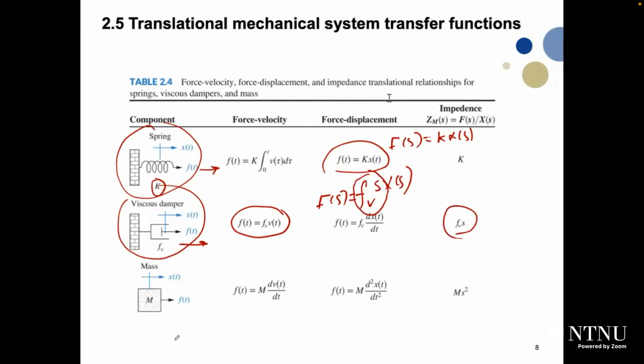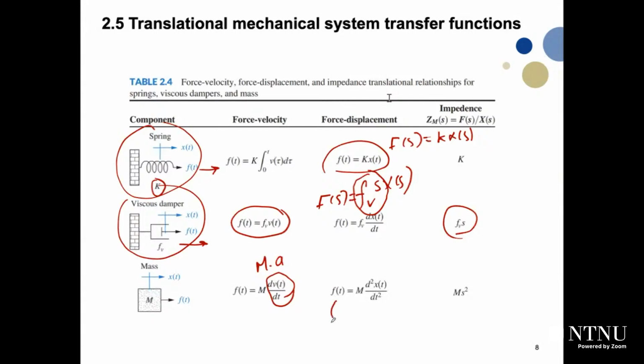For the mass, it's the same. If you try to drag something heavy, its weight makes friction. This will generate a force, and this force will be proportional to the acceleration, which is the rate of change of speed. So it will be a force proportional to dv by dt. This force will be m multiplied by dv by dt. We can say that it's m multiplied by a, the acceleration, or m multiplied by d squared x by dt squared.